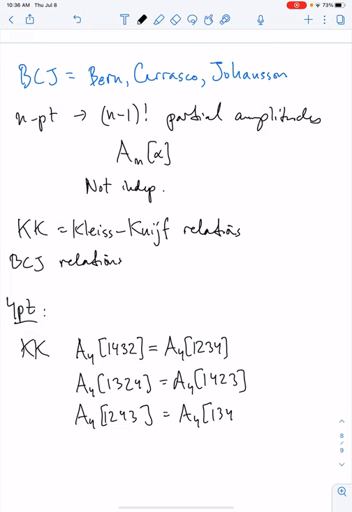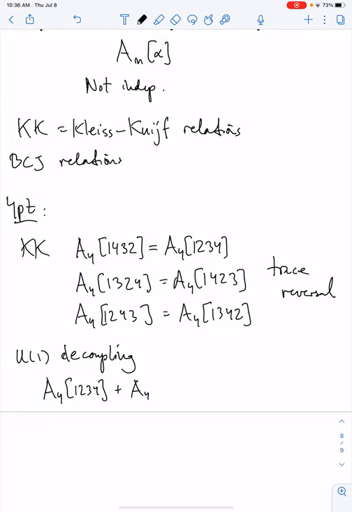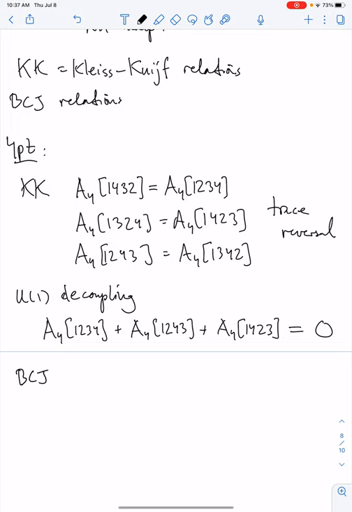And then there's one more, which is so-called U1 decoupling. These are called trace reversal. And then there's the U1 decoupling identity also, in which you imagine that in your color group, you pick one line to be in an abelian factor, and then you get an identity that says that if you add up the amplitude with that line, in this case 4, put in all possible places, it should decouple. This has to add up to 0. And of course, then in addition, we had our BCJ relation, which I just recorded here for completeness, it gave a relation between two of the amplitudes.